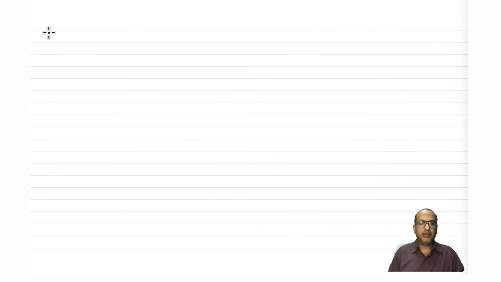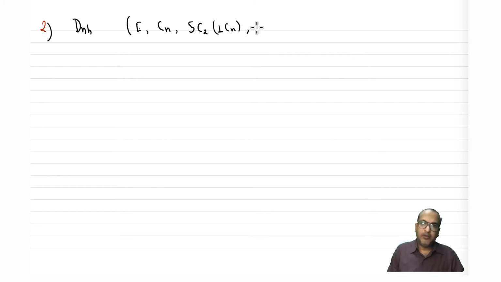Now let's look at the second dihedral point group, which is DNH. As the name suggests, it will have E, Cn, N C2s which are perpendicular to Cn, and in addition to that there will be a sigma H, right? In the previous case there was no H, so this is denoted as DNH.